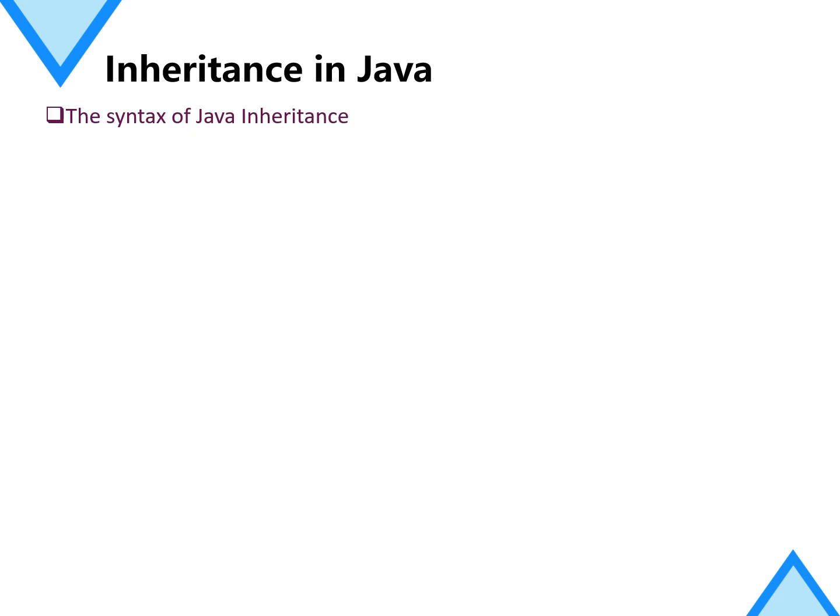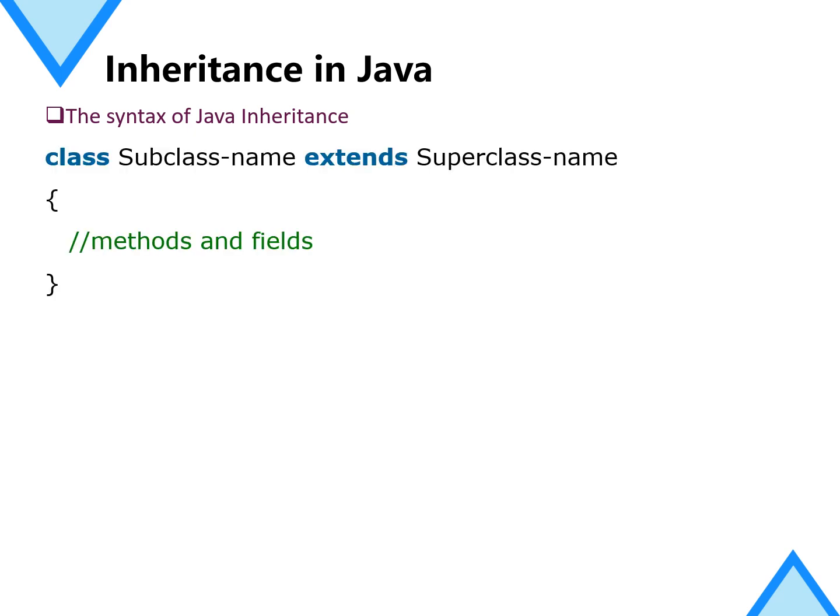We are discussing now the syntax of inheritance in Java. So here we are using a keyword class, and we will write the name of the subclass, and then we have to use the keyword extends, and then we write the name of the superclass. So we will write the name of a child class, then we will use the extends keyword, and we are extending this class, and then we will write the parent class. It means we are extending the parent class through inheritance.